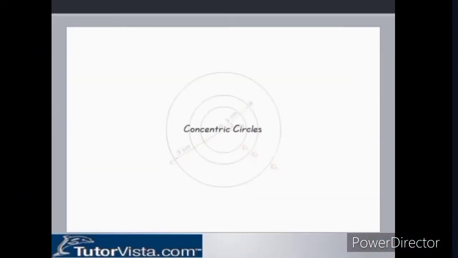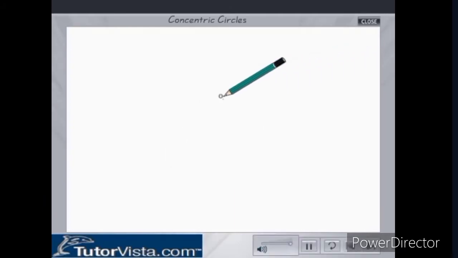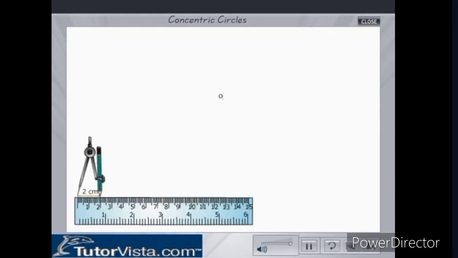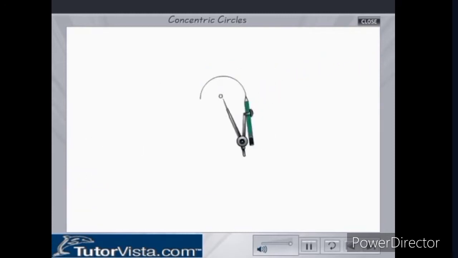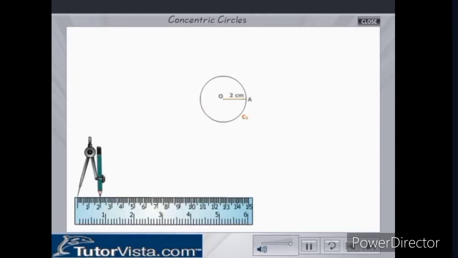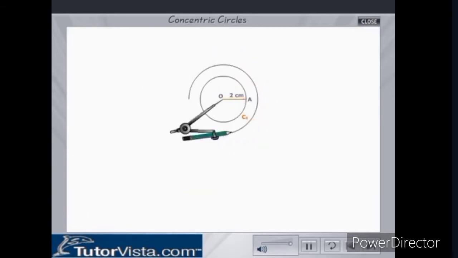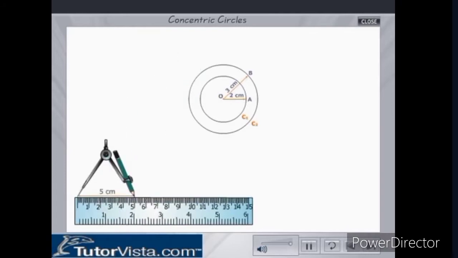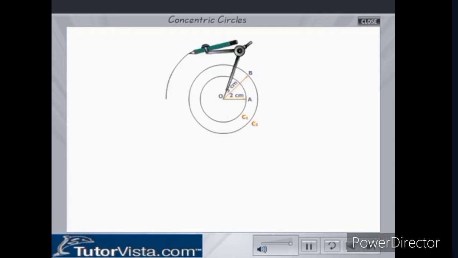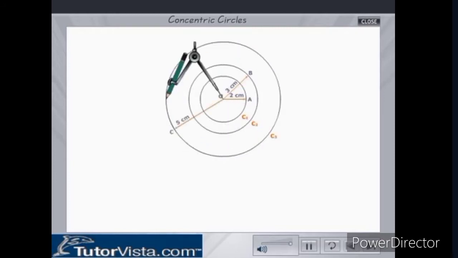Concentric circles. Draw a circle C1 with center O and radius equal to 2 centimeters. With the same center O and radius equal to 3 centimeters, draw another circle C2. With the same center O and radius equal to 5 centimeters, draw a third circle C3. We say that these circles C1, C2, C3 are said to be concentric.